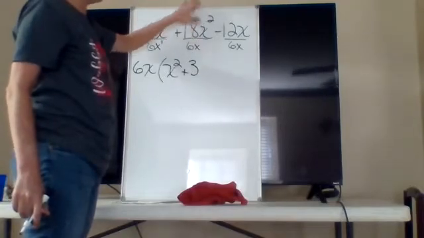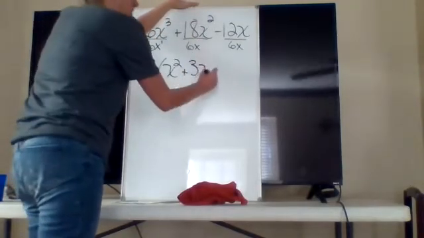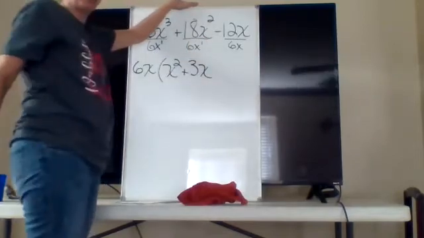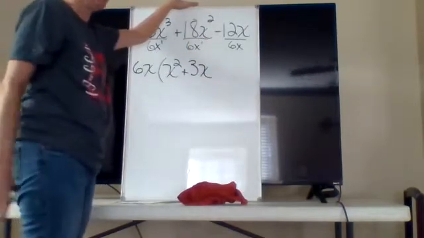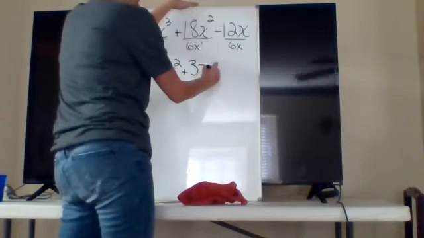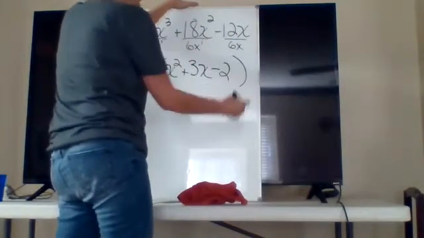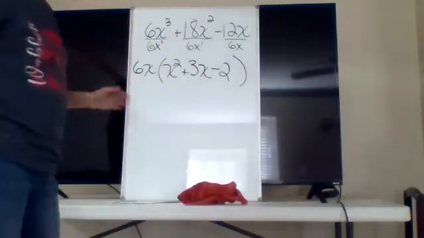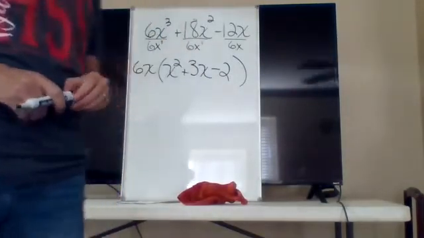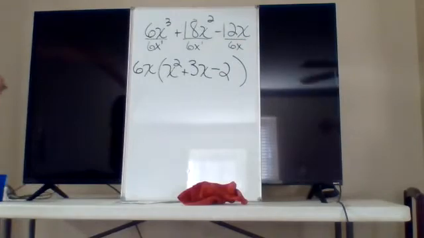X squared divided by x leaves me with just an x, right? Because if I subtract my exponents, I just have 1 left. Bring down my minus. 12 divided by 6 is 2, and those x's will cancel. So that is what is pulling out the greatest common factor.